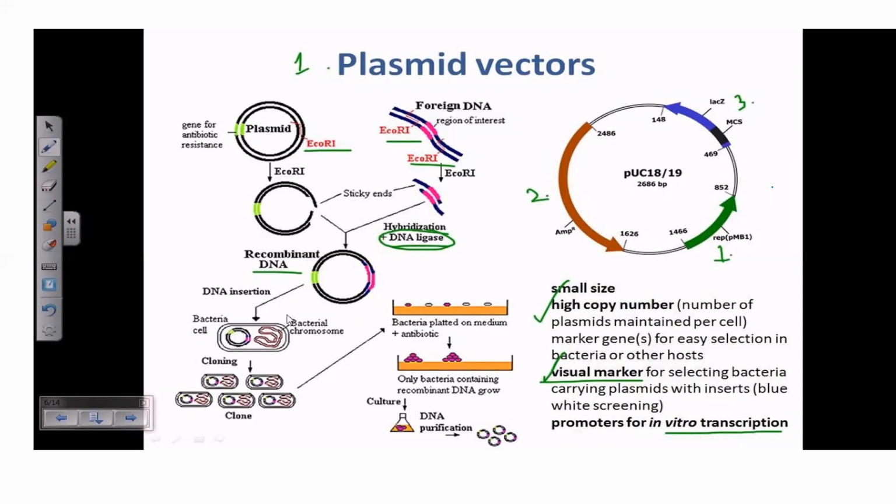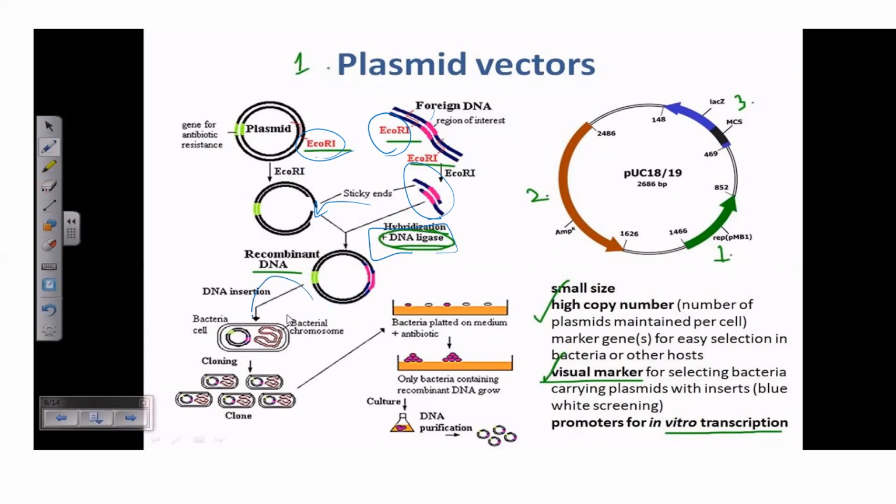So basically, this slide I have extracted from the internet. We have the plasmid here, and we cut the plasmid using the enzyme EcoR1. The same restriction enzyme is used to cut the foreign DNA as well as the plasmid. Sticky ends will be produced, and then we will ligate this foreign DNA into the plasmid with the help of an enzyme called DNA ligase.